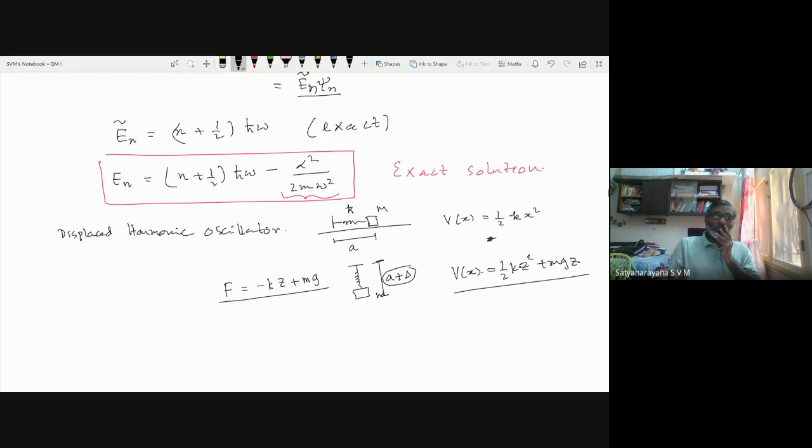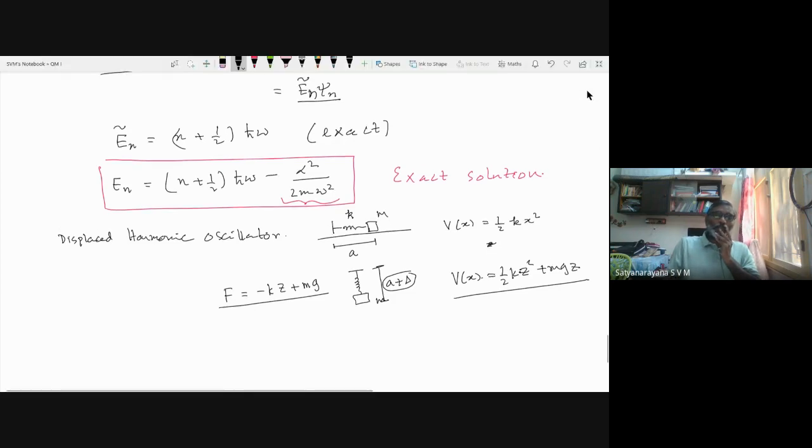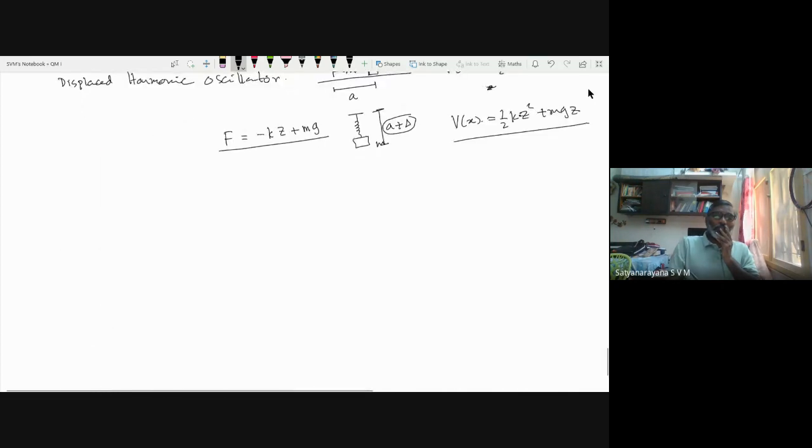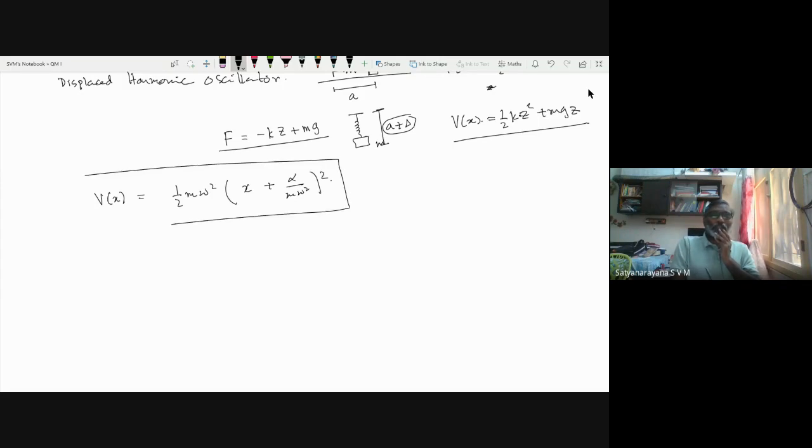And you can see that, as you have written here, our potential, okay, so this is a physical example. The potential that we have seen earlier is V of x is equal to half m omega square into x plus alpha by m omega square, the whole square. So this is the potential of the displaced harmonic oscillator.